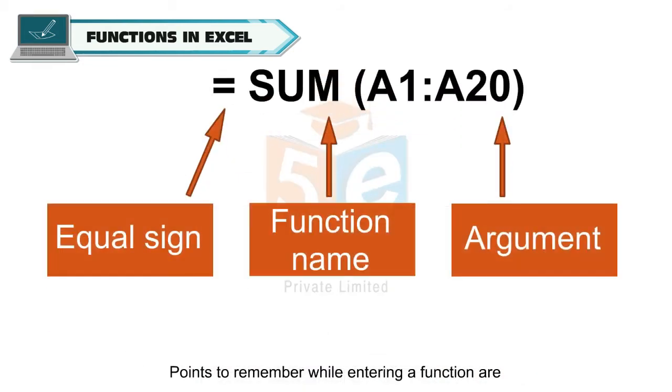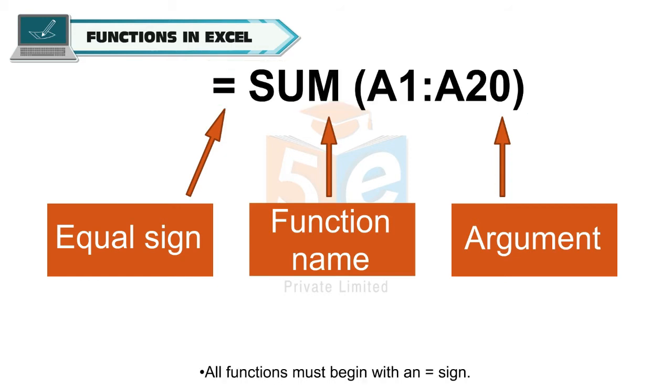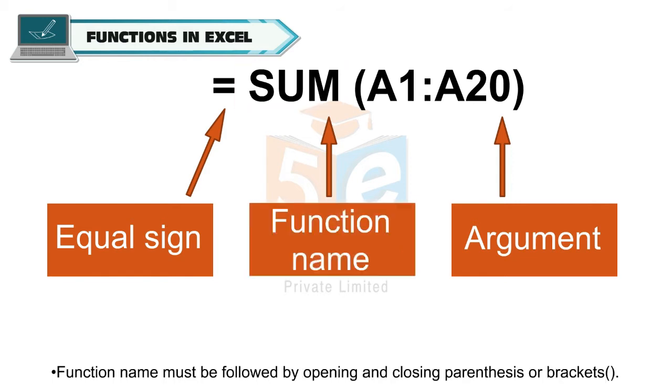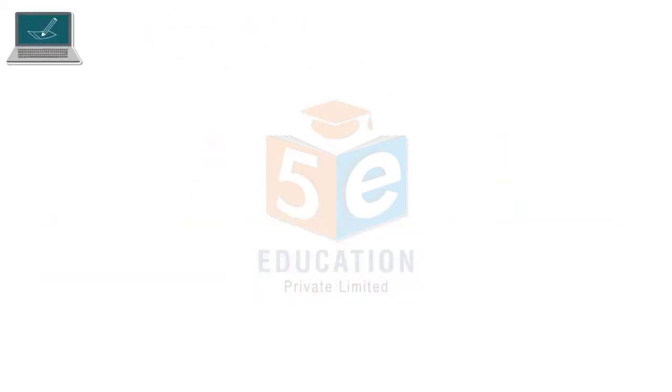Points to remember while entering a function are: all functions must begin with an equal to sign. Function name must be a valid Excel name, for example, sum, average, etc. Function name must be followed by opening and closing parentheses or brackets. Parentheses must contain arguments within it.